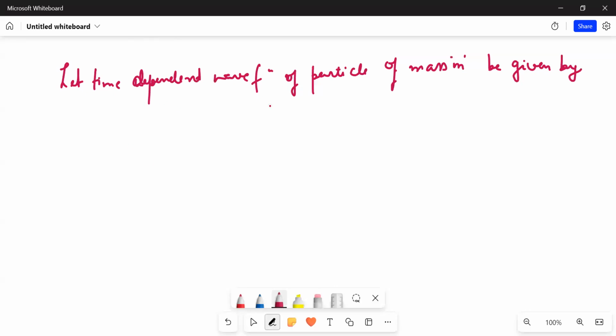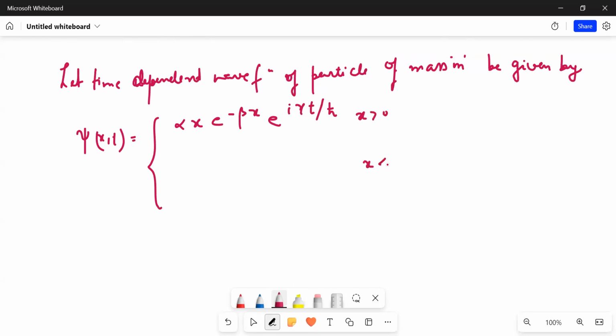So let the time-dependent wave function of the particle of mass m be given by, let's say, wave function psi, which is a function of x comma t, as alpha times x e to power of minus beta x times e to power iota gamma t upon H cut for all x greater than 0, and for all x less than 0 it is given as 0. Now we want to find the form of the potential.